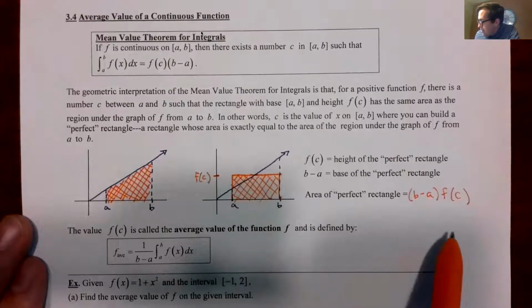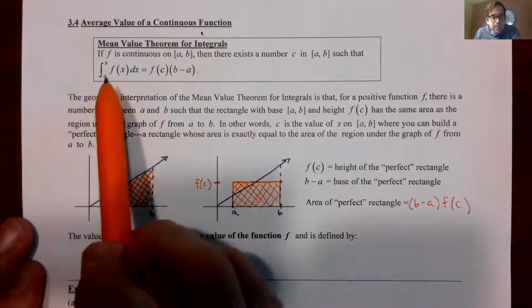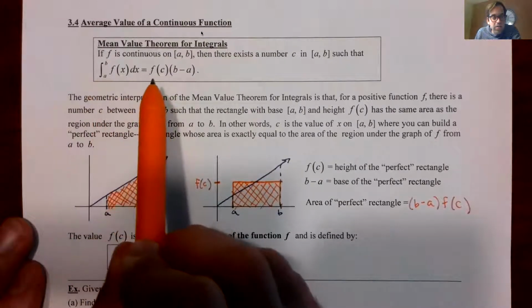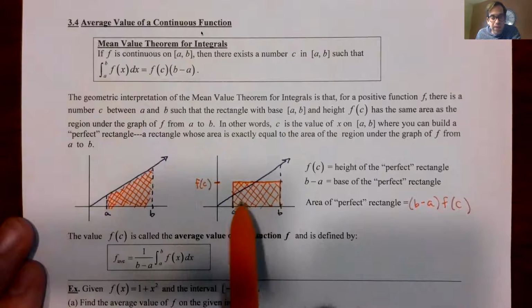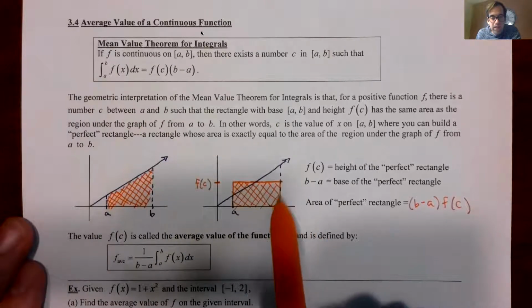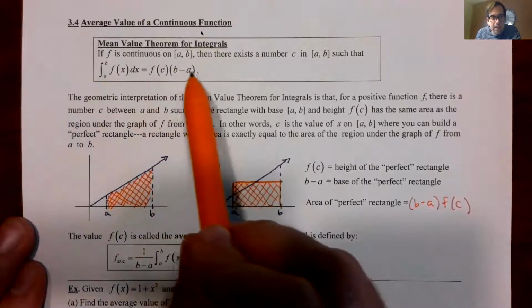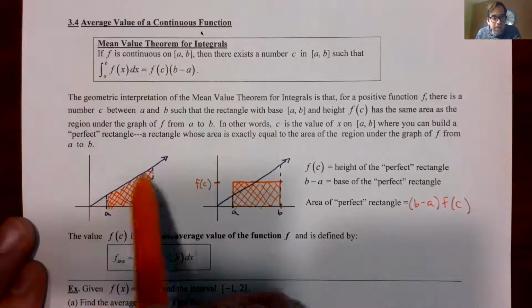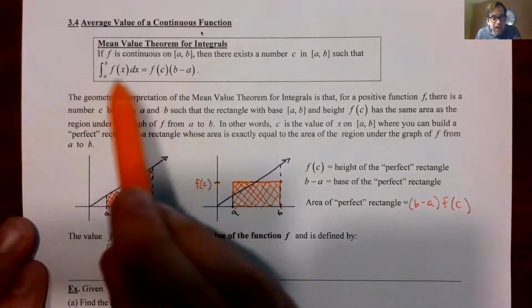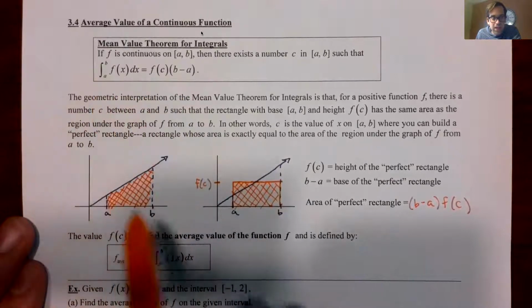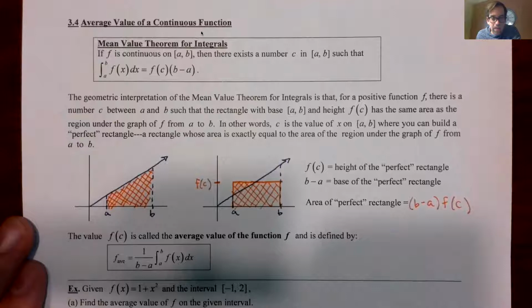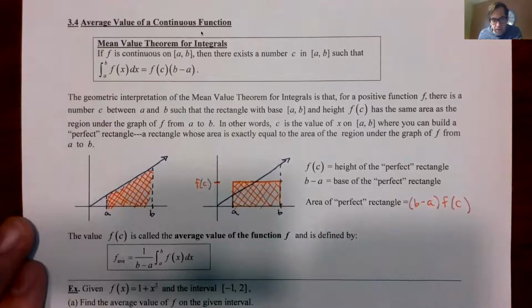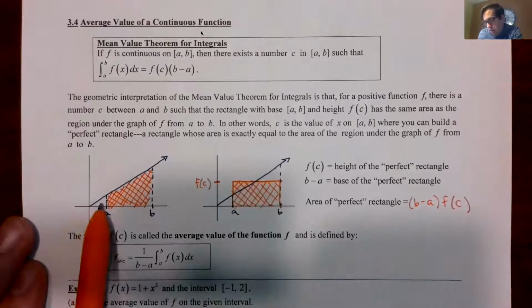And that's kind of where this mean value theorem for integrals comes from. So think about it. Over here, we have that magic rectangle with f of c and b minus a. And that's going to equal the integral from a to b of f of x dx. So this mean value theorem for integrals is just saying that these two orange areas are the same, okay?